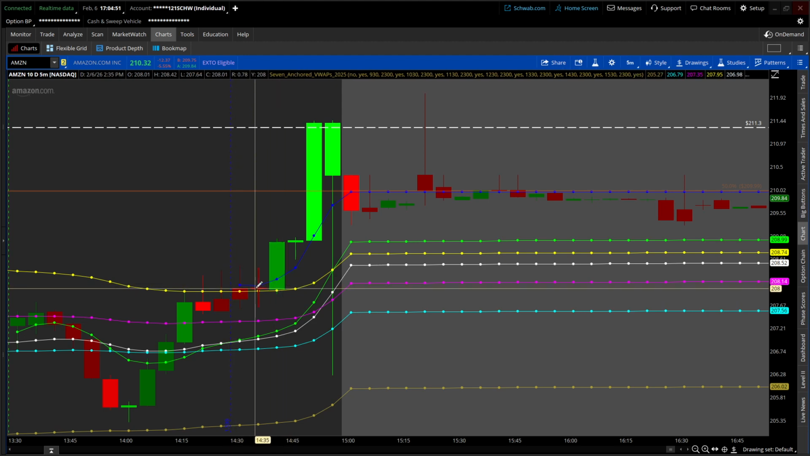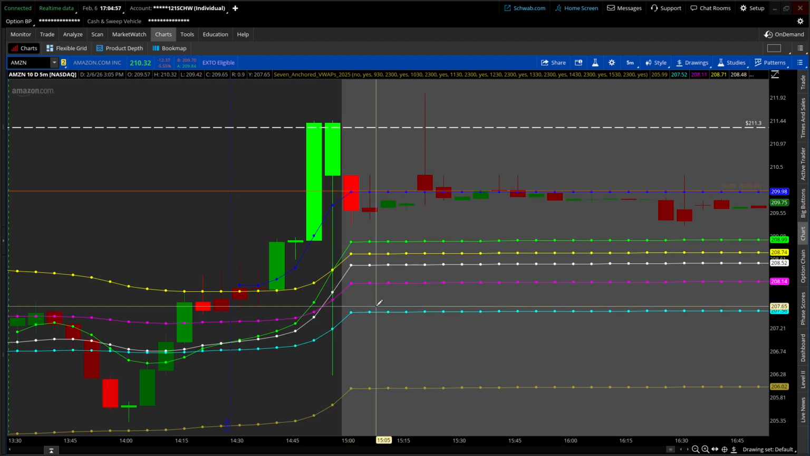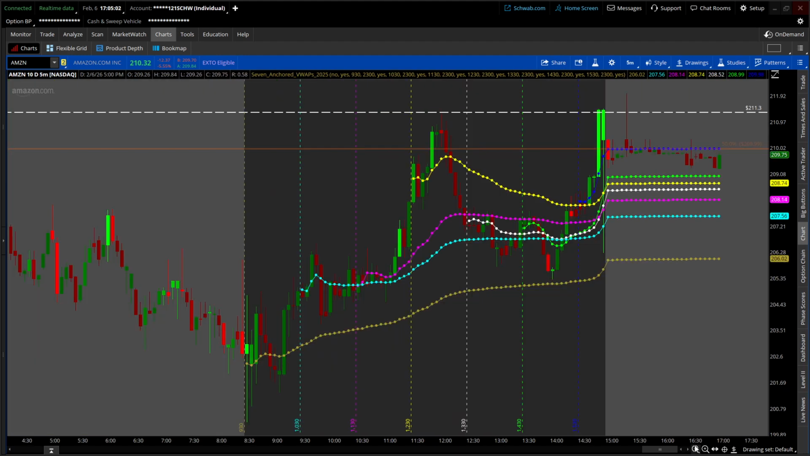And it got above our last hour, or really last 30 minutes of the day right here, this blue VWAP, and it pushed above. So that was Amazon for today. But that's generally how you're going to use the indicator.